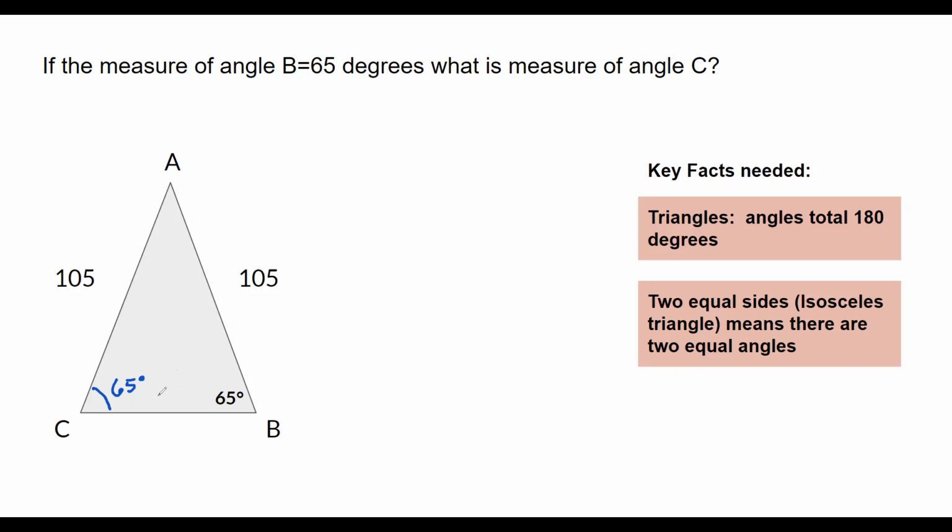We could find angle A because we could say now that the total is 180. I'm going to subtract angle B, which is 65. I'm going to subtract angle C, which is also 65. And that's going to leave me with 30 degrees. So with an isosceles triangle, if you're given one of the angles, you can figure out the other two angles because you know that two of the angles are equal.